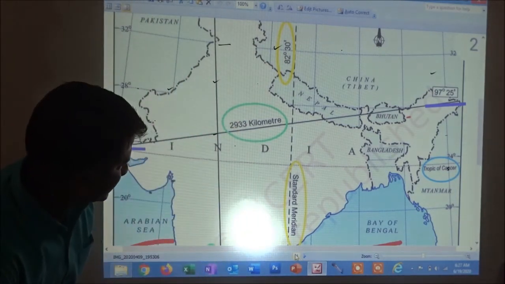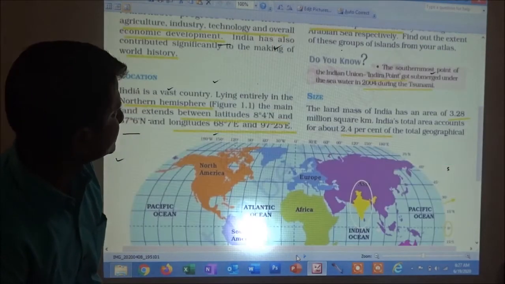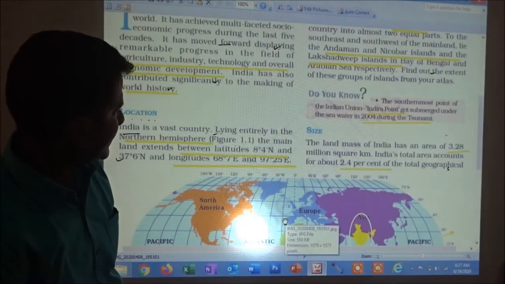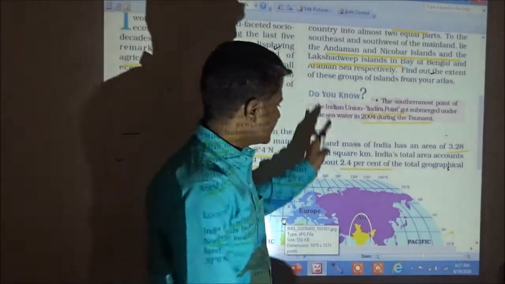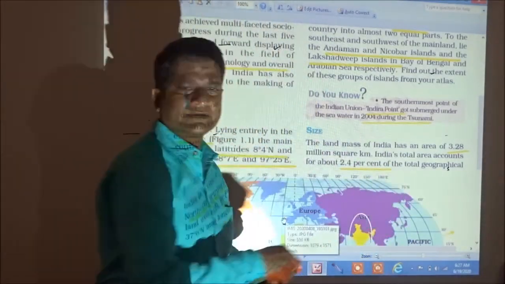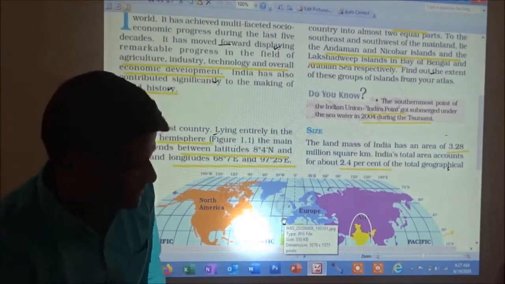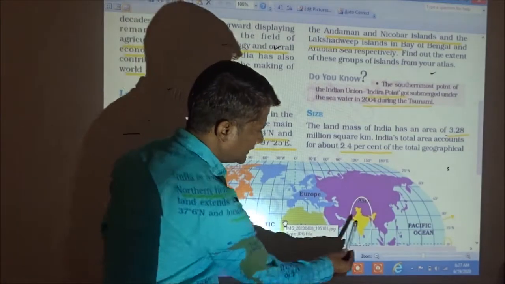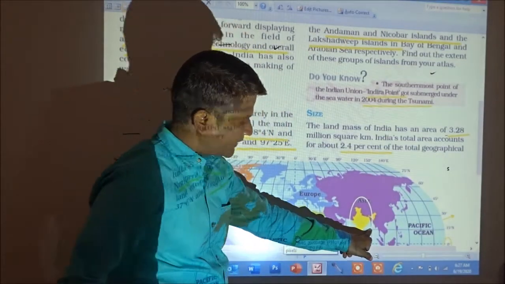So let's continue with the topic of location. If we talk about India's east direction and west direction, we will find here in the east the Bay of Bengal.